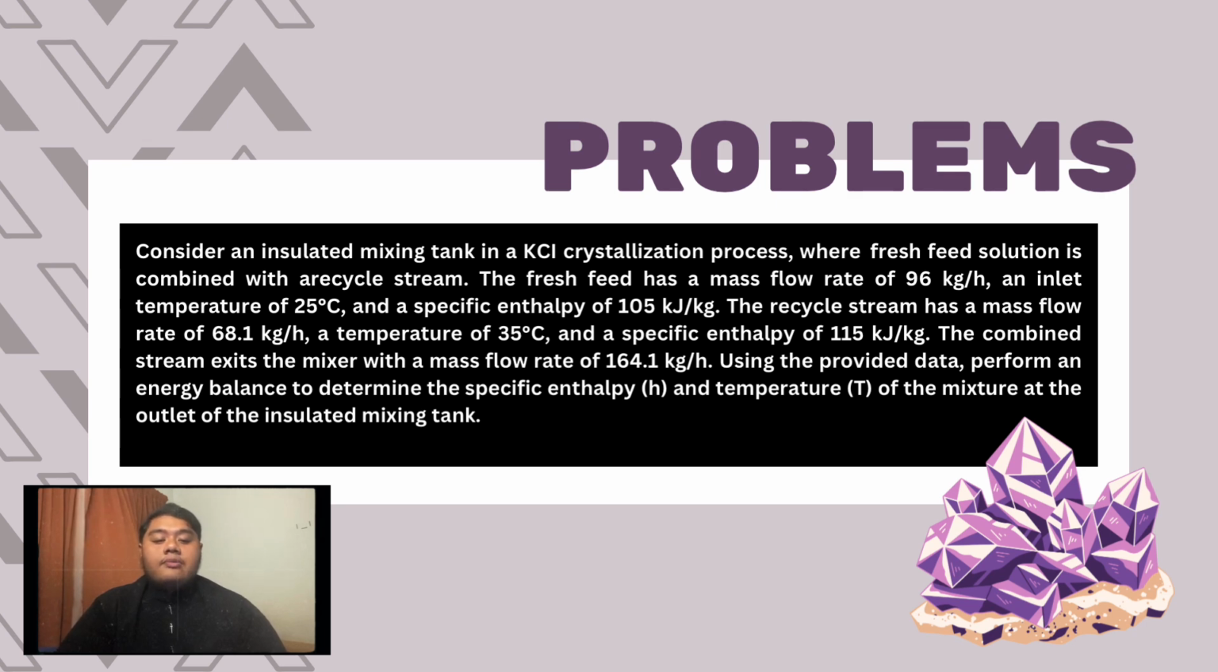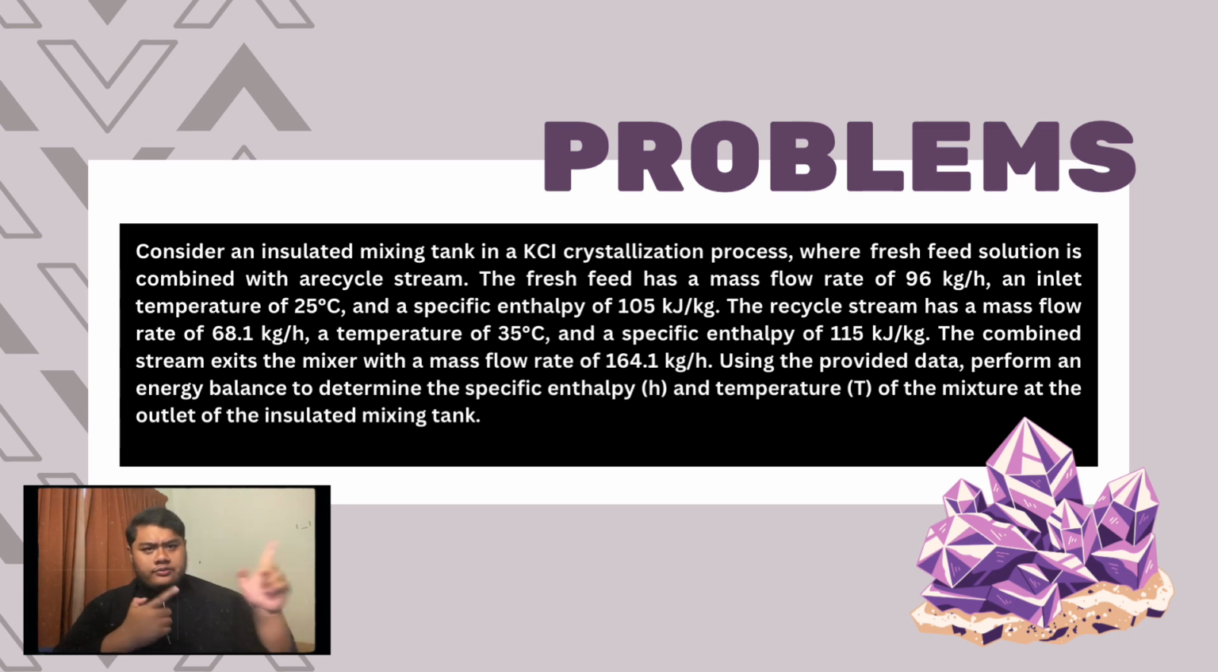The recycled stream has a mass flow rate of 68.1 kg per hour, a temperature of 35 degrees Celsius, and a specific enthalpy of 115 kJ per kilogram. The combined streams exit the mixer with a flow rate of 164.1 kg per hour. Using the provided data, perform an energy balance to determine the specific enthalpy, H, and the temperature, T, of the mixture at the outlet of the insulated mixing tank.